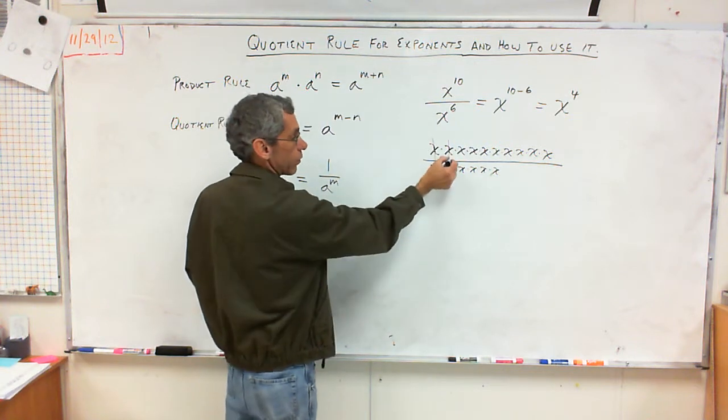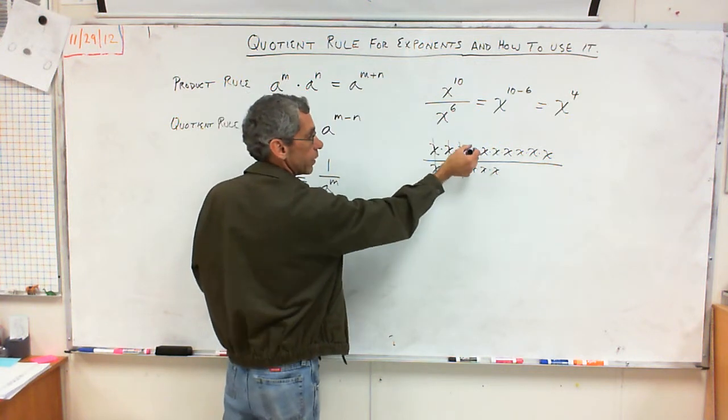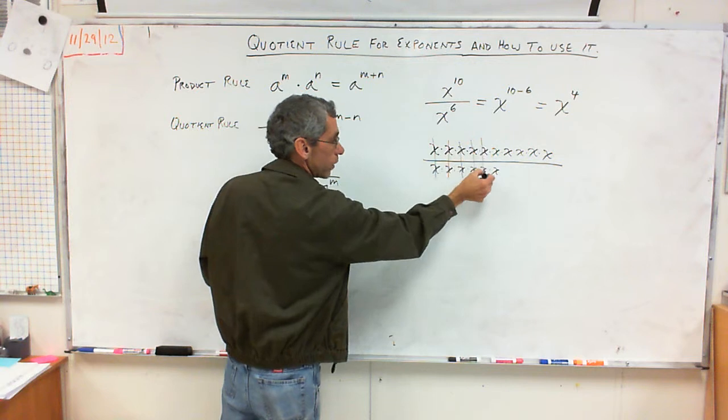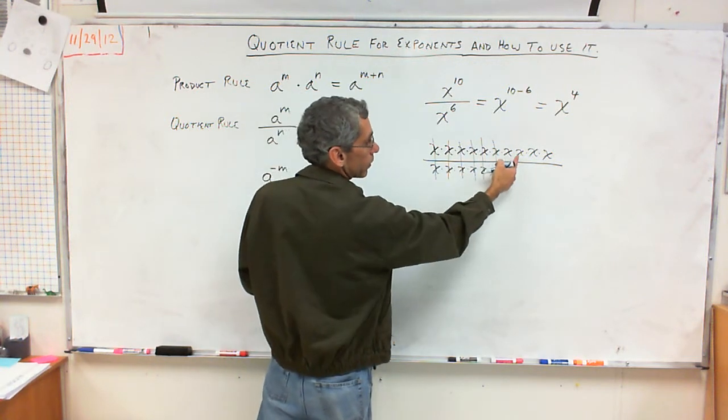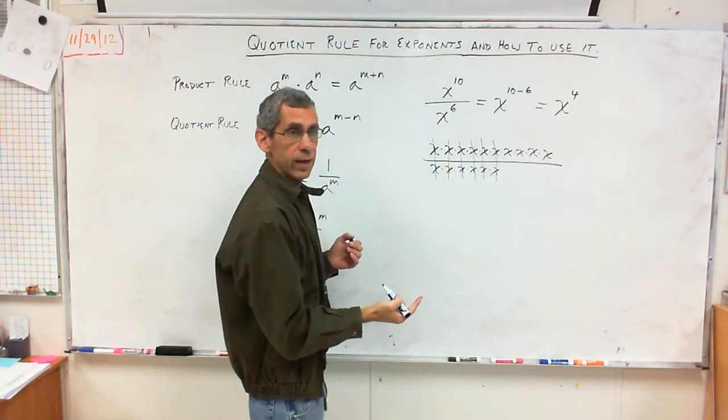x over x is equal to 1, and again, six times. What do I have left over? x to the 4th. Right?